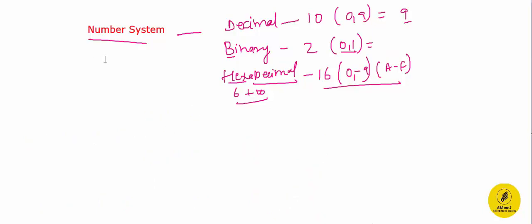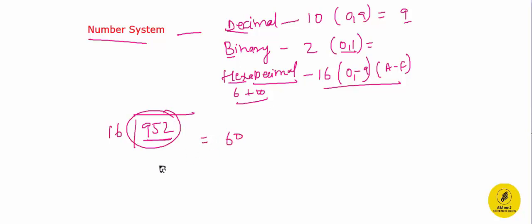Now we'll see how to convert a decimal number into hexadecimal, which is not very frequently used, it's just that you should know. Let's take an example for a conversion. Let's say we have the number 952, and this needs to be converted to hexadecimal. First you need to divide this number by 16. When we divide this number by 16, we get 59, and then there is a remainder of 8.